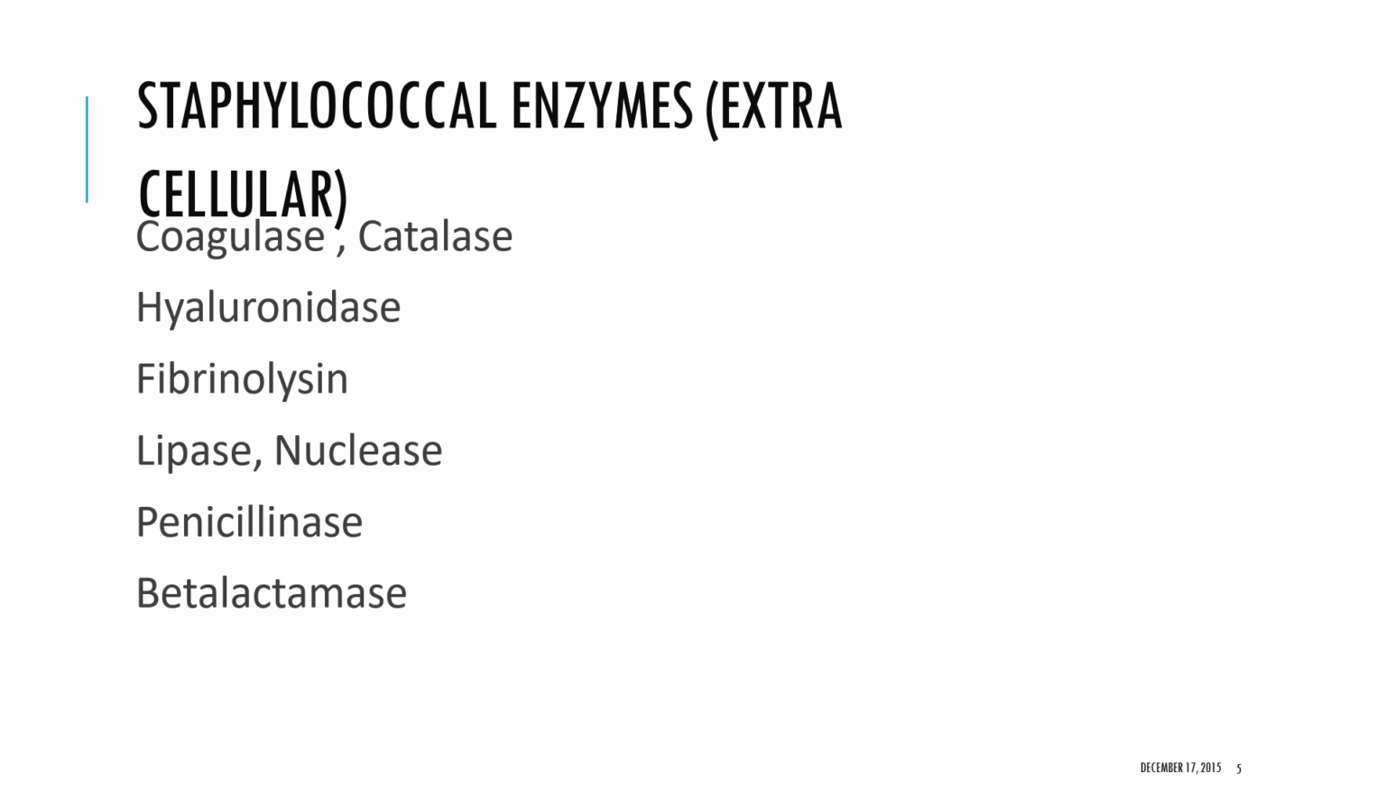Then there are some other staphylococcal enzymes, which are extracellular enzymes. Coagulase is there, catalase is there, hyaluronidase we already discussed, fibrinolysin is there, lipase is there, nuclease is there, penicillinase is there, beta-lactamase is there. Penicillinase and beta-lactamase act in antibiotic resistance. Fibrinolysin and hyaluronidase help in early spreading.